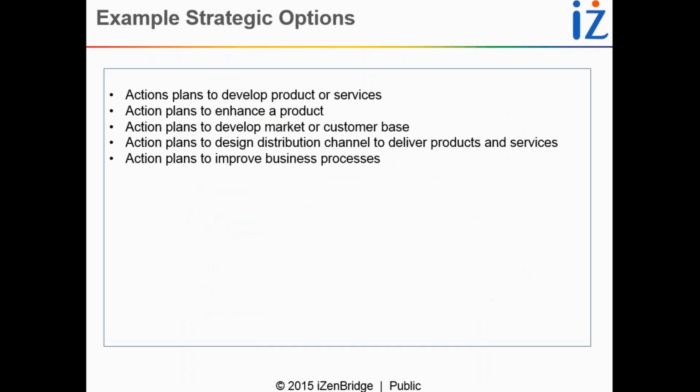You can develop action plans to identify your products and services and to develop them to enhance your products and services. Action plans can be identified to develop your market or customer base, and these also can be designed as a distribution channel to deliver products and services. Distribution channel related to a supermarket could be establishing a retail store and identifying an online marketplace application. Action plans can also be identified to improve your business processes. These are the example strategies in order to achieve organization goals and objectives.